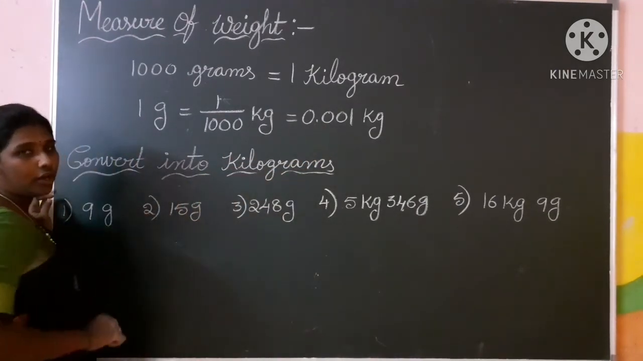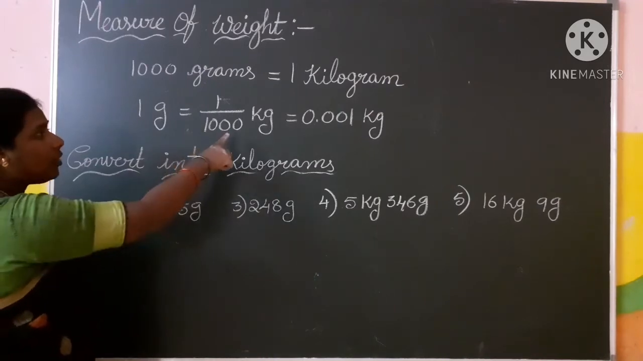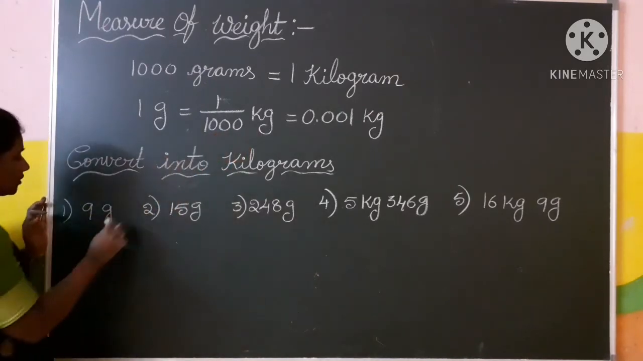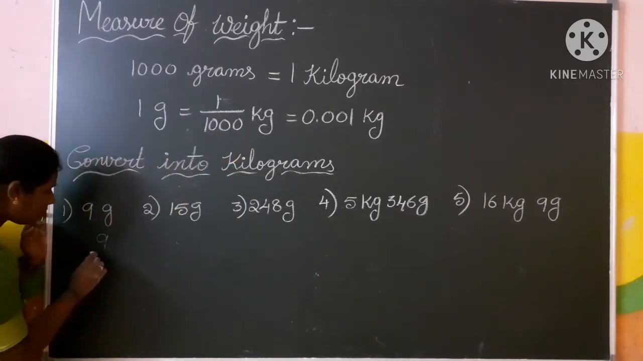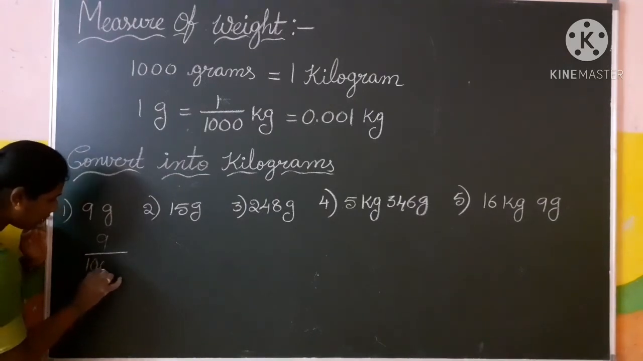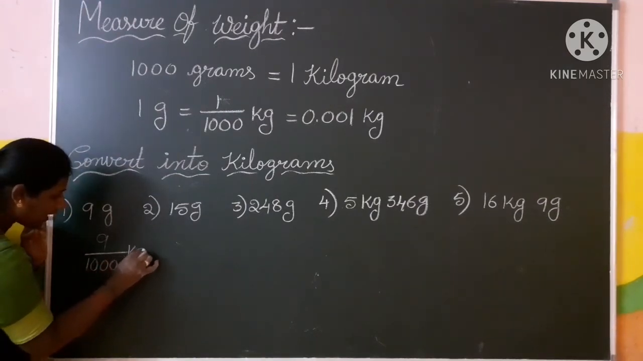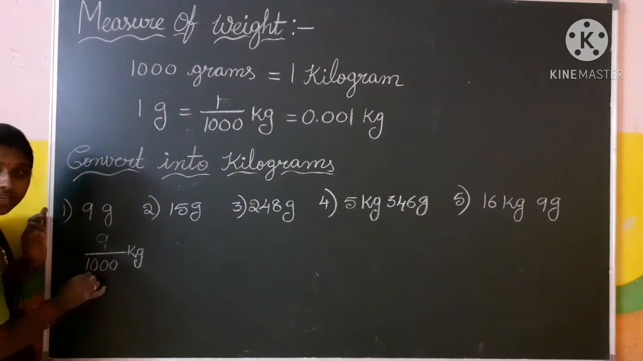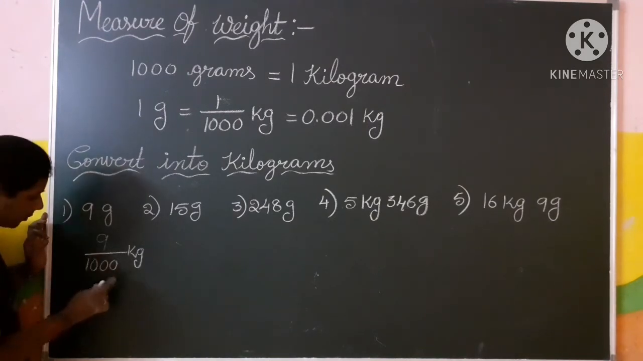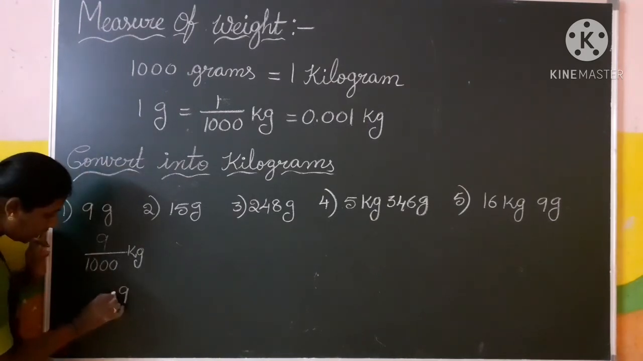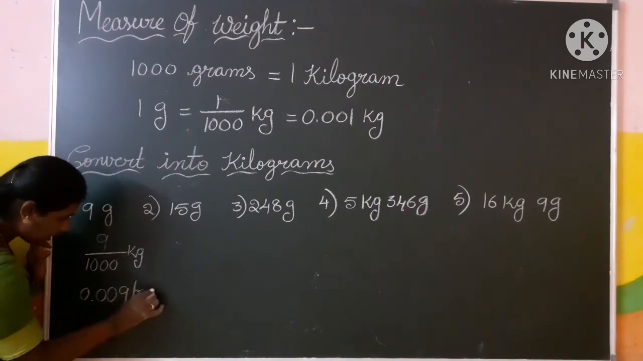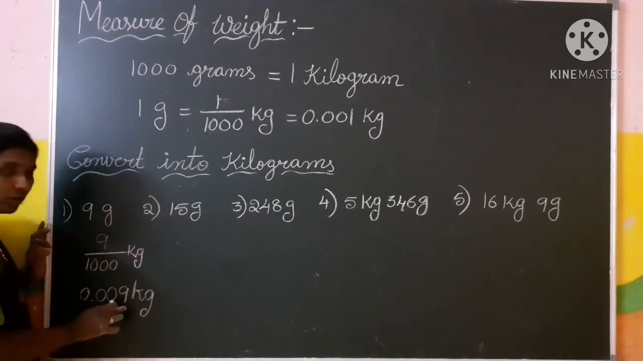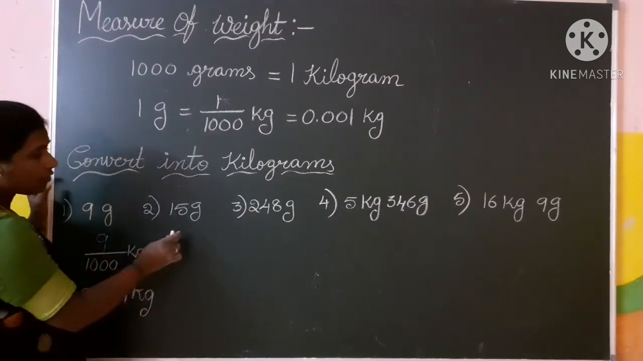Convert into kilograms. So 1 gram is equal to 1 by 1000 kg. So 9 grams is 9 by 1000 kg. Here the denominator has 3 zeros, we should put 3 numbers before the point. Here 1 number, 9, and for the remaining 2 numbers we should write zeros. 0.0. So the answer is 0.009 kg.